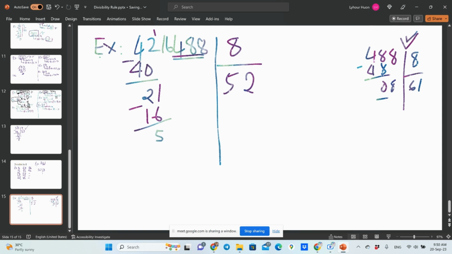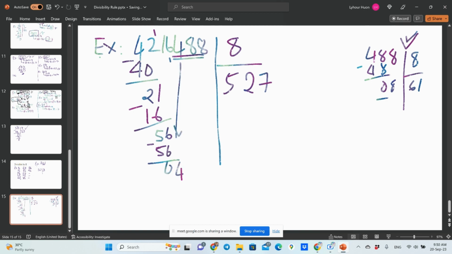And then you subtract, and we drop down the 6. So how many times does 8 go into 56? 7. 7 times 8 is 56. So 0, and we drop the 4.